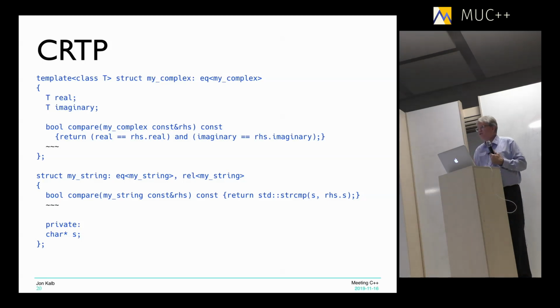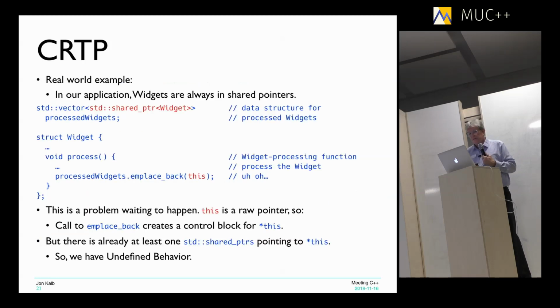But for a string class, you want to be able to do all of these relations: equal, not equal, less than, all these relations. So you derive my string from eq of my string and rel of my string, and it gets all of these operations from it. Okay? I'm going to do one last example here.